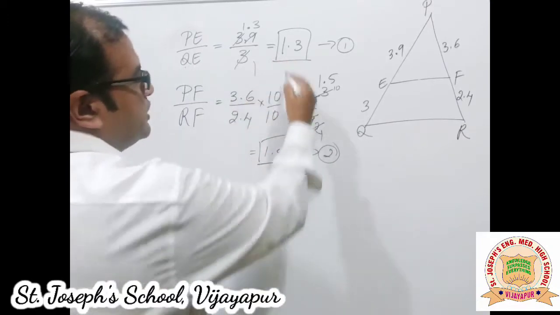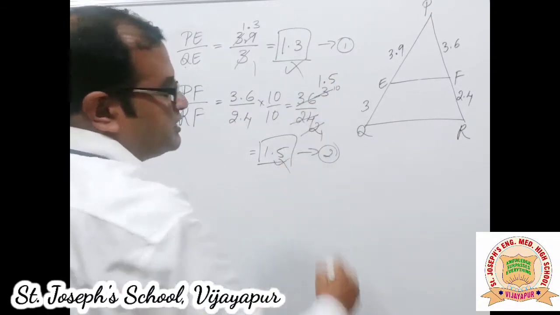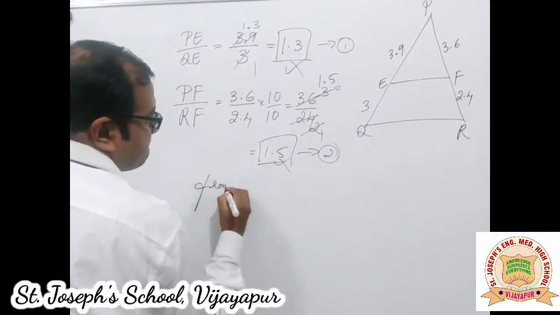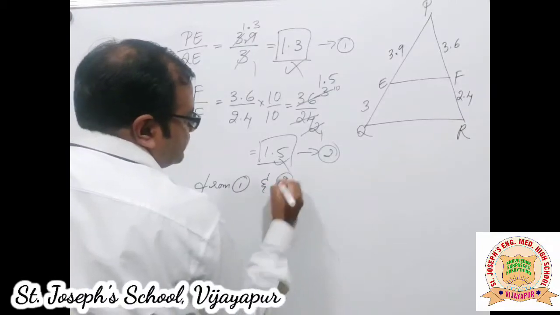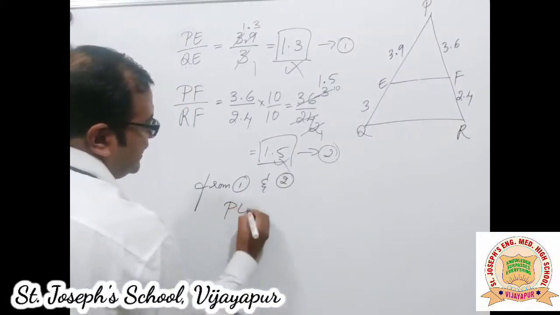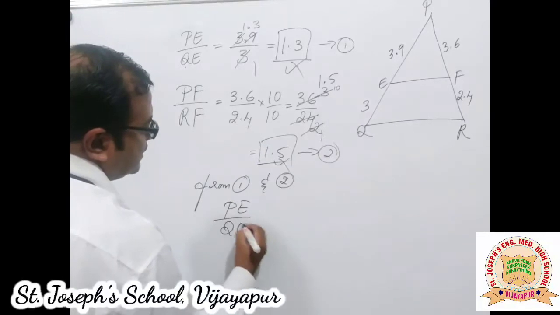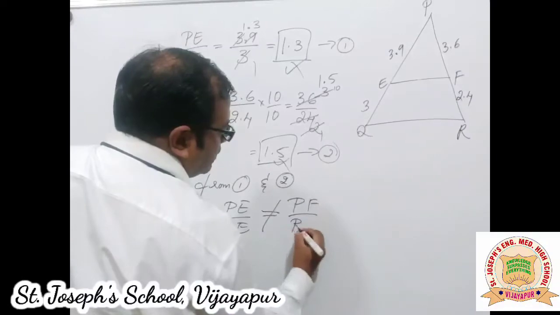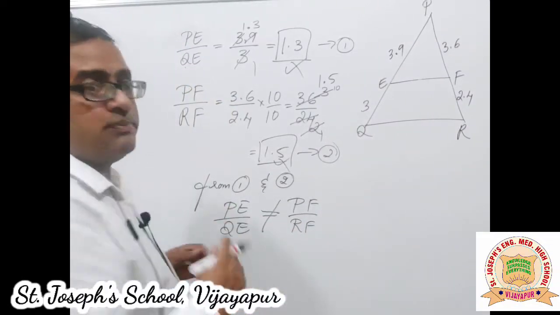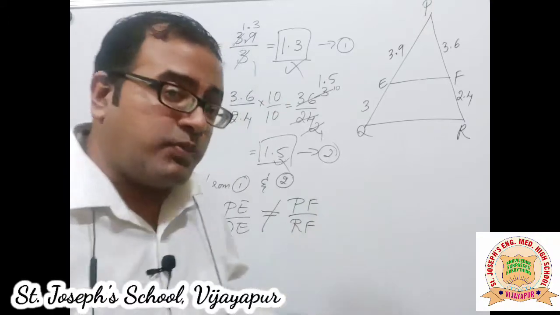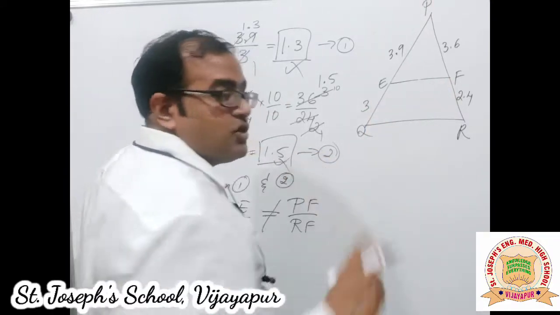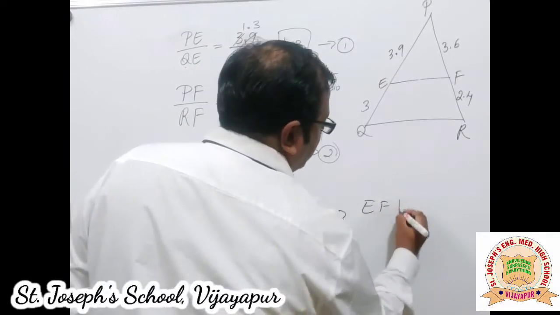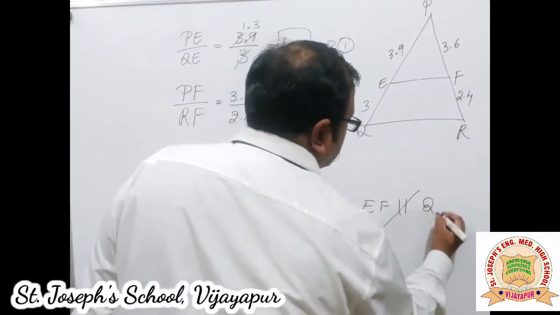From equation 1 and 2, clearly you can see the RHS does not match. The RHS are not equal. So you can say from 1 and 2, PE upon QE is not equal to PF upon RF. If they are not equal, that's not proportional. If the sides are not proportional, then EF is not parallel to QR. This implies in the first case, EF is not parallel to QR.